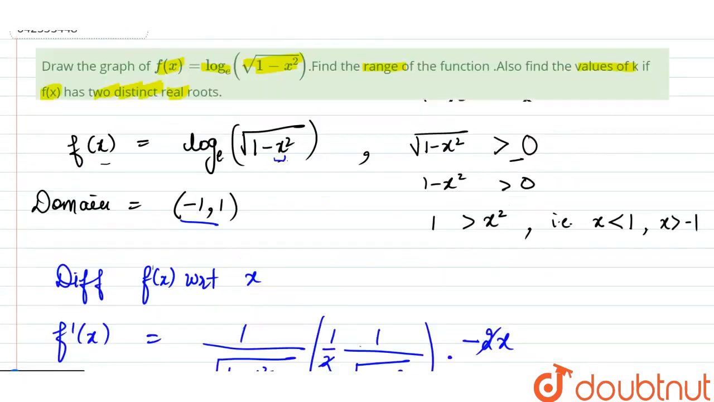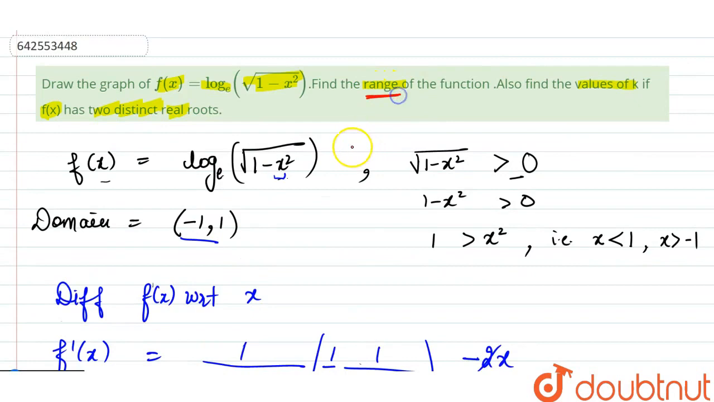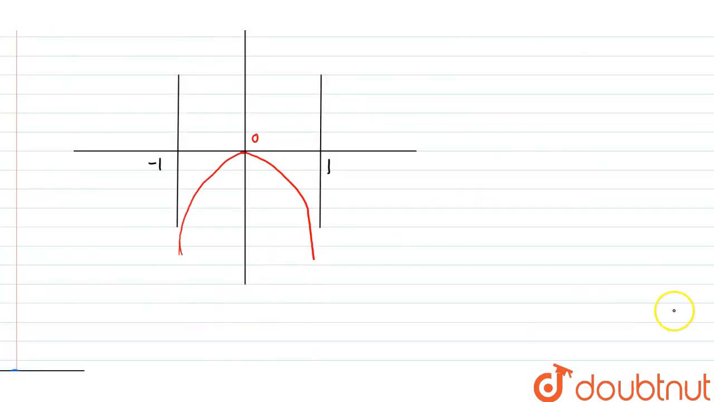Now we have found the graph. We have to find the range of the given function also. So the range will be, if we observe the graph, it is clear that the function has its minimum value minus infinity. It is going till minus infinity, and its maximum value is 0. So we can say that the range for the given function is from minus infinity to 0, and it is attaining the value 0 also at 0. So this is the range.